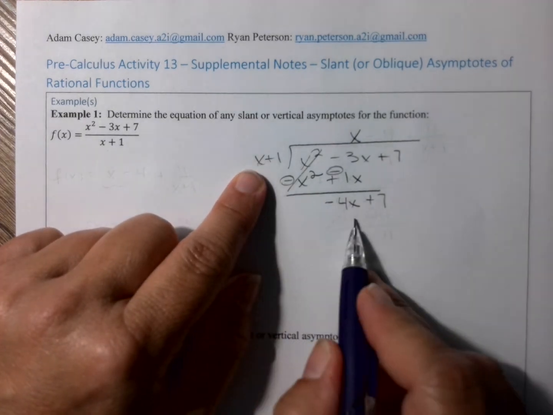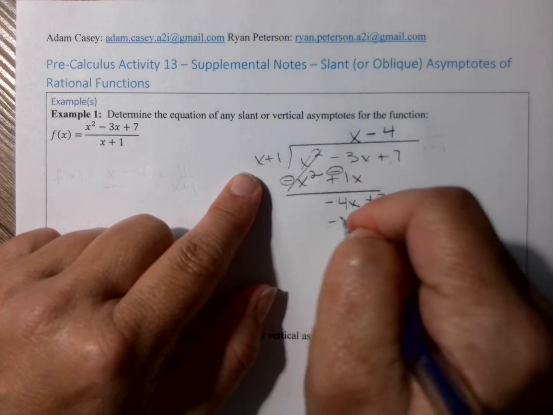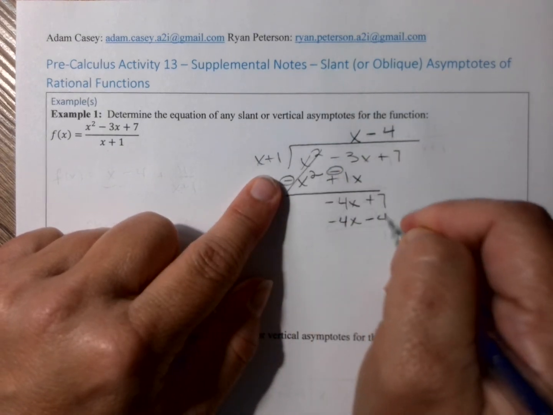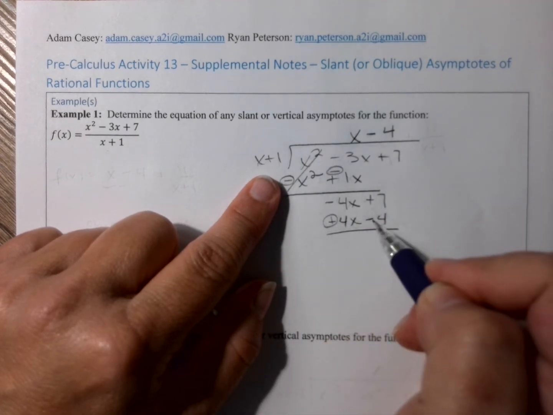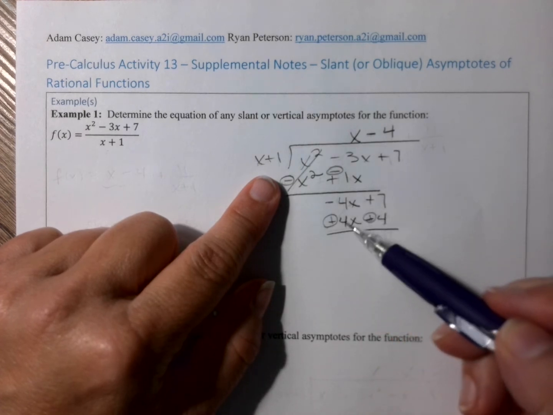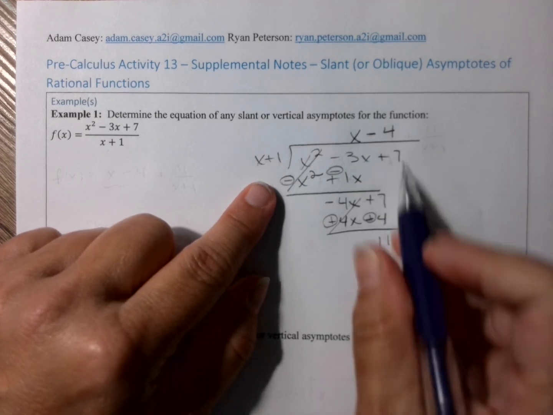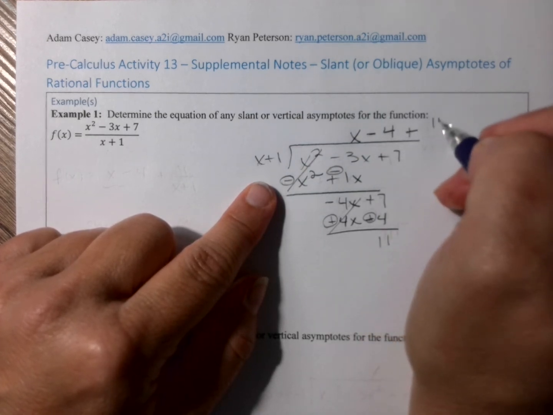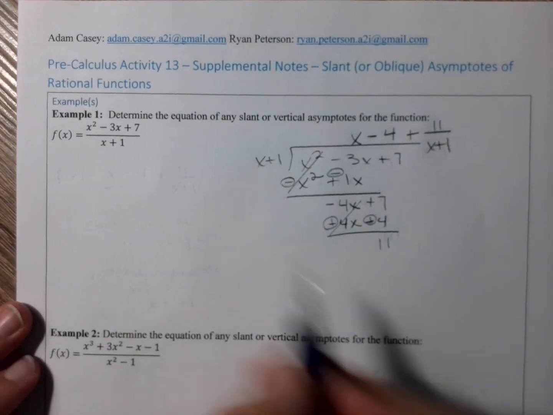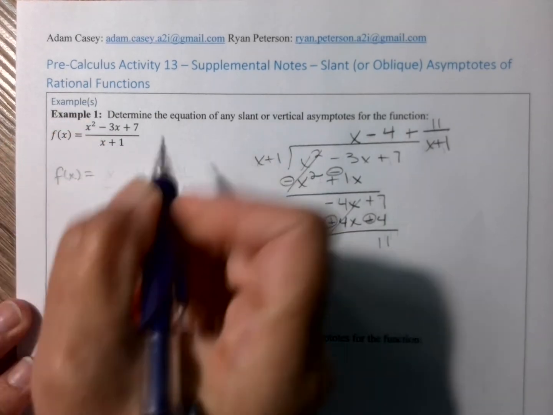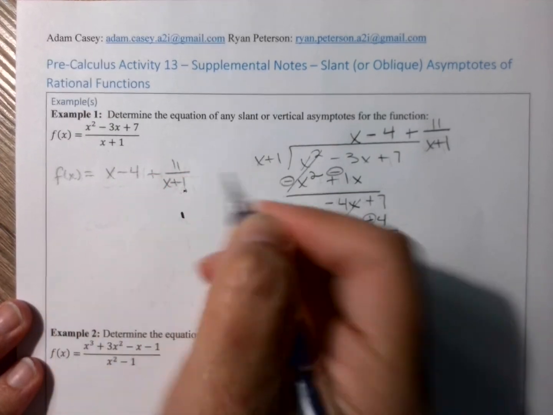Now, what do I multiply times x to get negative 4x? That, of course, would be negative 4. Negative 4 times x is negative 4x, and negative 4 times 1 is negative 4. We're going to subtract, so I'm going to change both of these signs. Negative 4x plus 4x, those zero out, and 7 plus 4 is 11. And I have nothing left to bring down, so we're done. Plus 11 over x plus 1. So now that we have divided that out, this is a way I can rewrite this function: x minus 4 plus 11 over x plus 1.